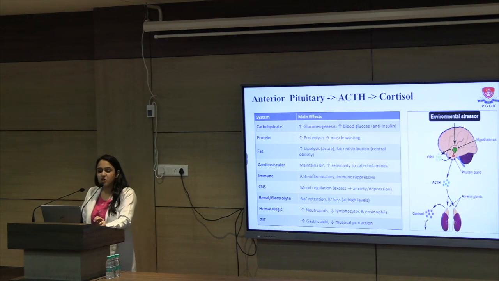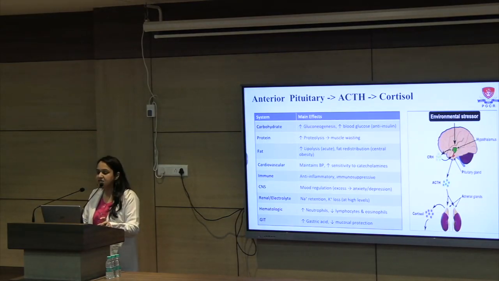Now we come to the next hormone, which is ACTH. It is released from the anterior pituitary, which in turn acts on the adrenals, leading to the release of cortisol. Cortisol increases blood glucose, causes protein breakdown, fat redistribution, suppresses immunity, and helps to maintain blood pressure.